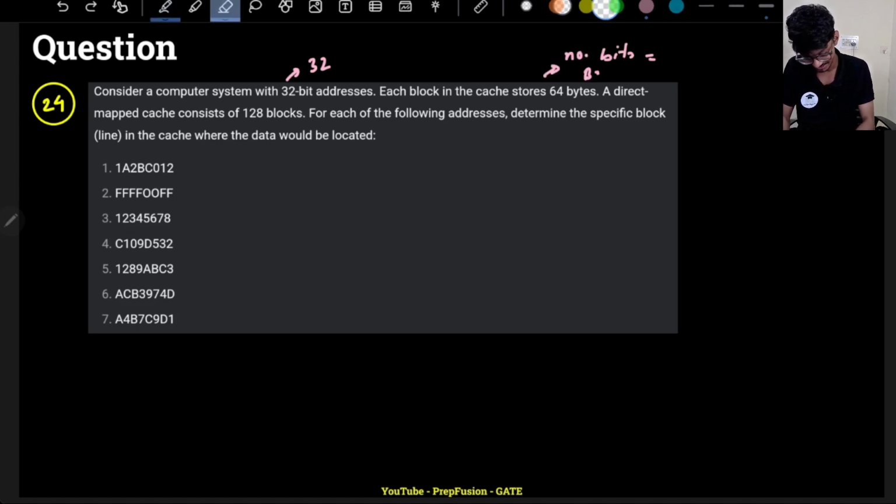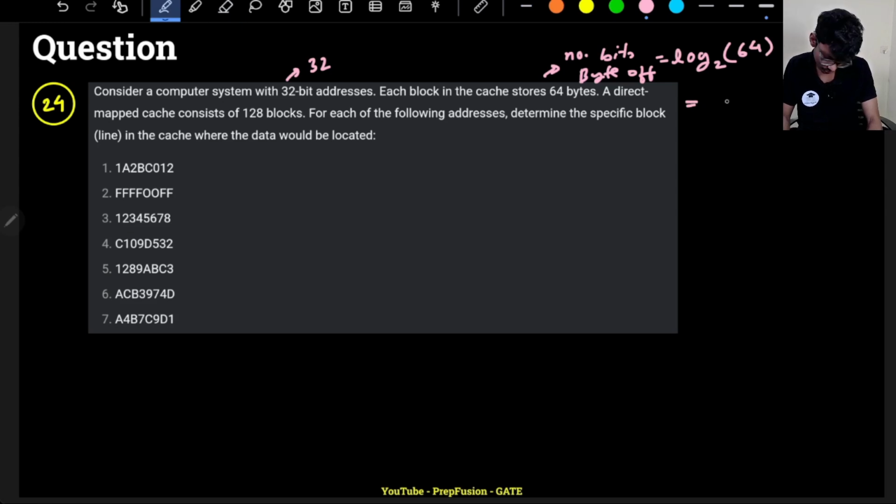byte offset will be equal to log base 2 of 64. So this will be equal to 2 raised to power 8, not 2 raised to power 8, sorry, 2 raised to power 6. So I will have 6 bits for the block size.